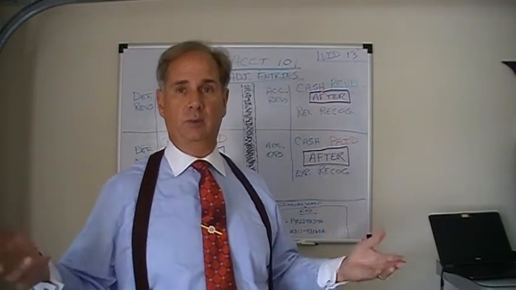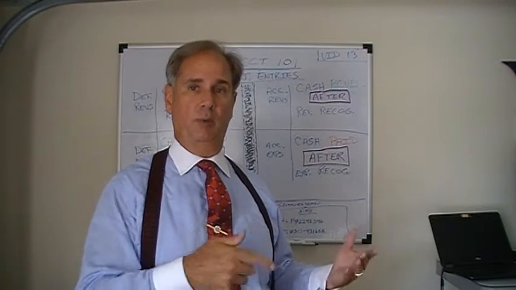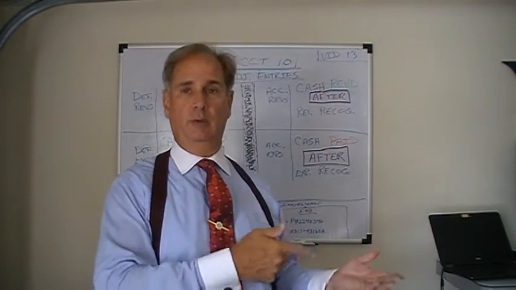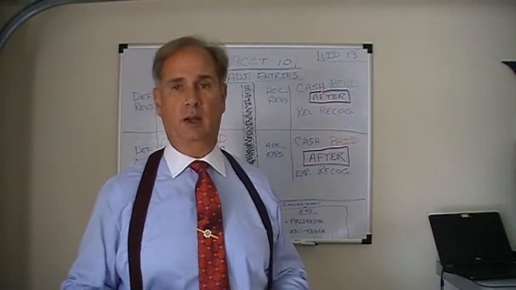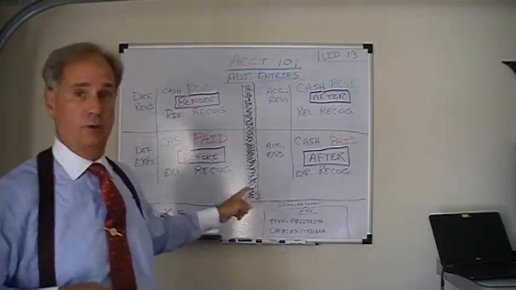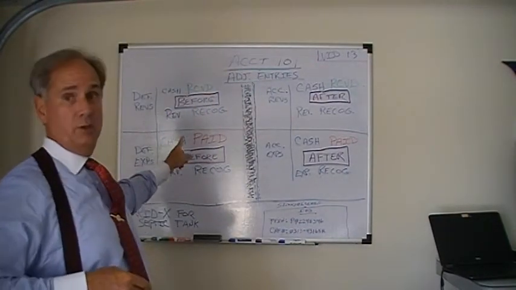Technically, it's a prepaid expense, but I call this account prepaid insurance. I debit for $12,000. I credit cash for $12,000. That's the first transaction. Cash is paid.